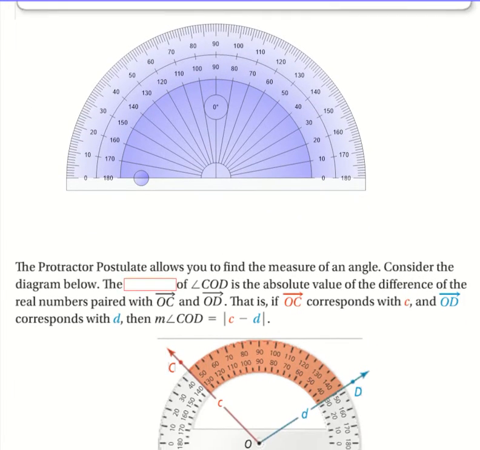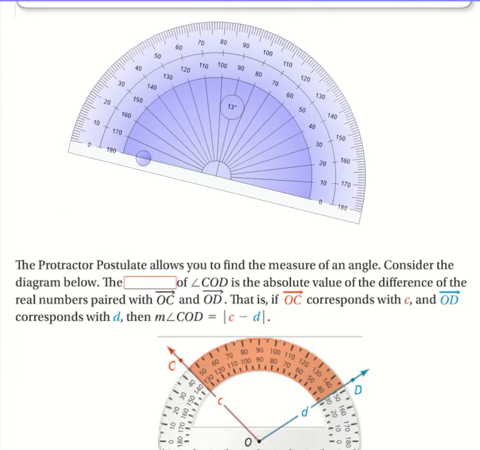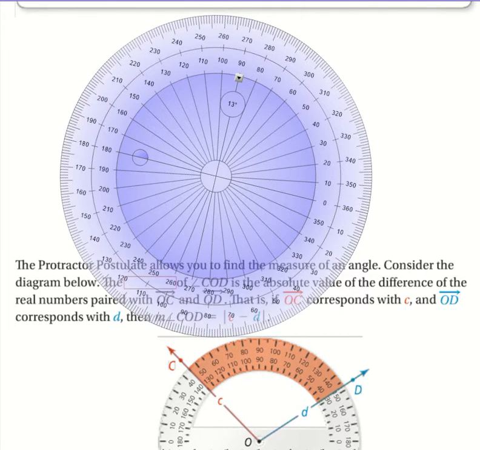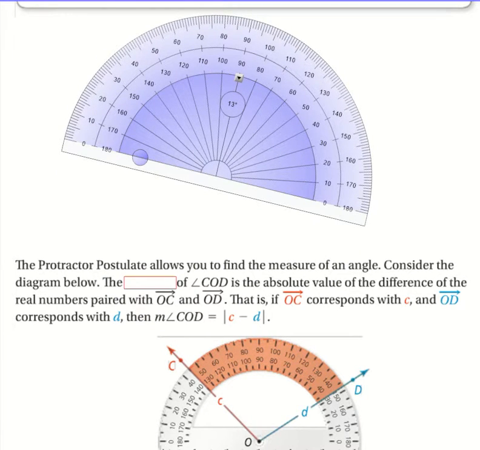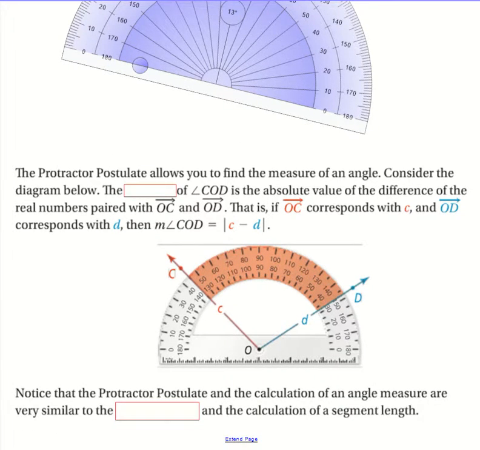And so your protractor is going to look a little bit different than mine. This is mine that I'm going to be using. I can drag stuff, I can turn it, I can measure stuff out, I can make it a full circle. So the protractor postulate allows you to find the measurement angle.